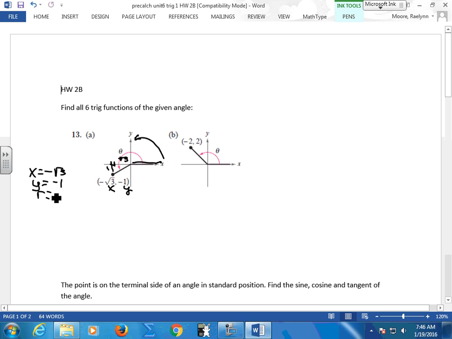Do you know what your radius is? If one side is radical 3 and one side is 1? 2. This is your special triangle. What angle is in here, in this reference angle? What's opposite the 1? 30. So what angle goes all the way across here? 210. I didn't ask for the angle, but I just did.